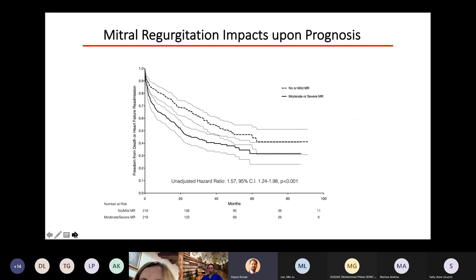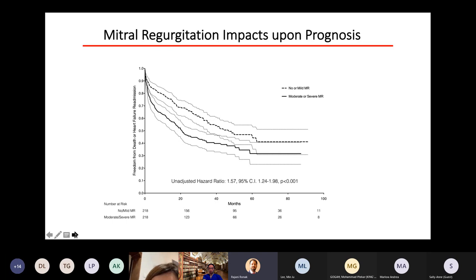Now, the same situation also applies to other valve disease states. This was a very elegant study that was recently published in the BMJ, which looked at a spectrum of patients who had multiple comorbidities, including frailty, COPD, diabetes mellitus, peripheral vascular disease. And it demonstrates that those patients who have moderate or severe mitral valve regurgitation, this adds as a discriminator in terms of predicting poor outcomes.